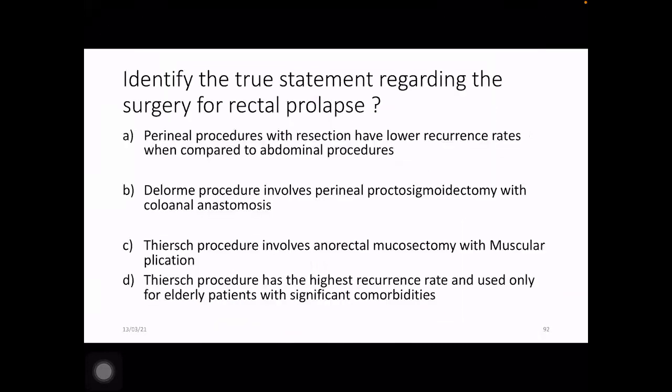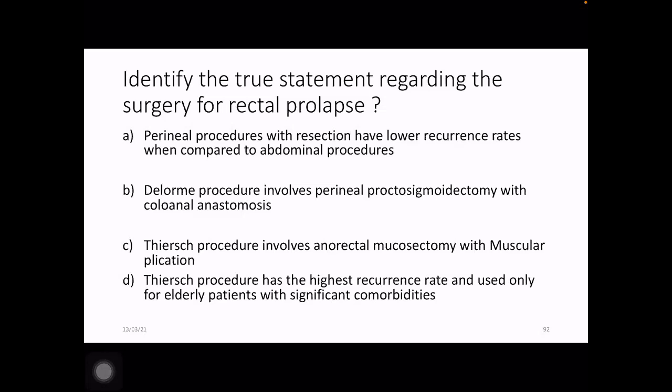Fine. So, last question on rectal prolapse. Identify the true statement regarding the surgery for rectal prolapse. Perineal procedure with resection has lower recurrence rate when compared to abdominal procedures. True or false? False. Wonderful. Delorme procedure involves perineal proctosigmoidectomy with colonic anastomosis.